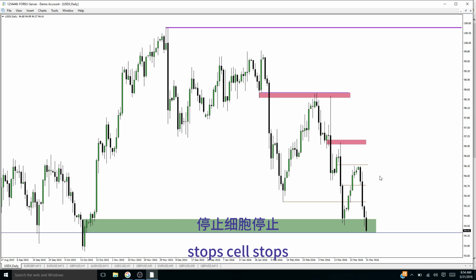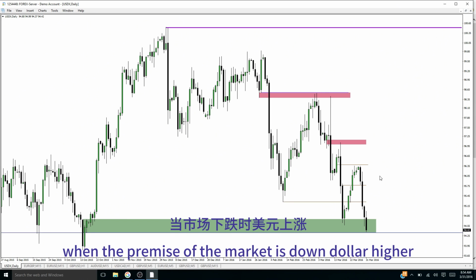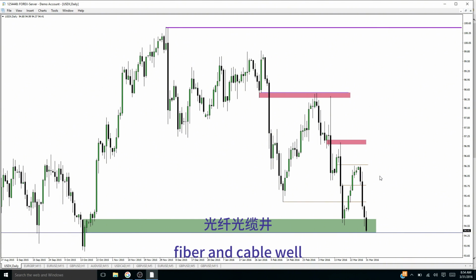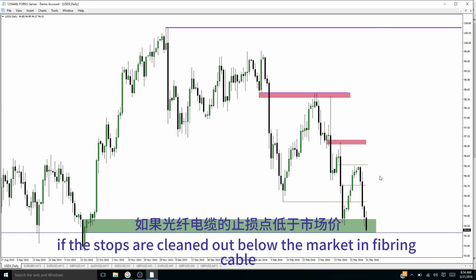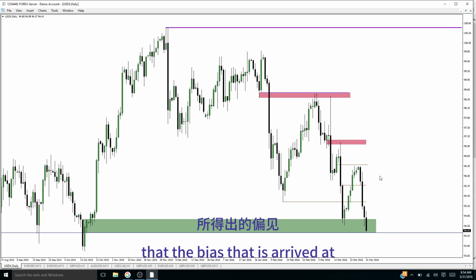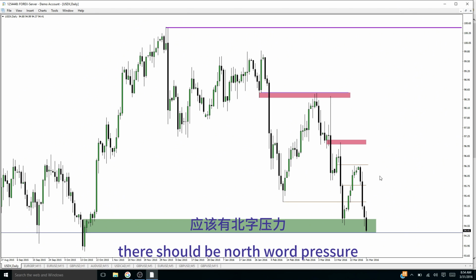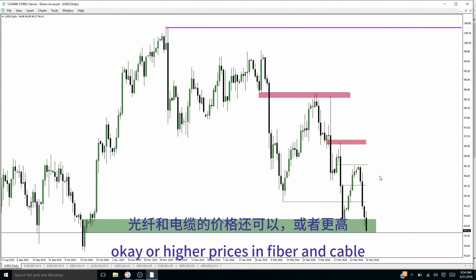Stops, sell stops. Why would they want to take sell stops when the premise of the market is down dollar, higher fiber and cable? Well, if the stops are cleaned out below the market in fiber and cable and it runs north, they have just tipped their hand and shown you what? That the bias arrived at looking at the dollar being weak, there should be northward pressure, or buying pressure, or higher prices in fiber and cable.